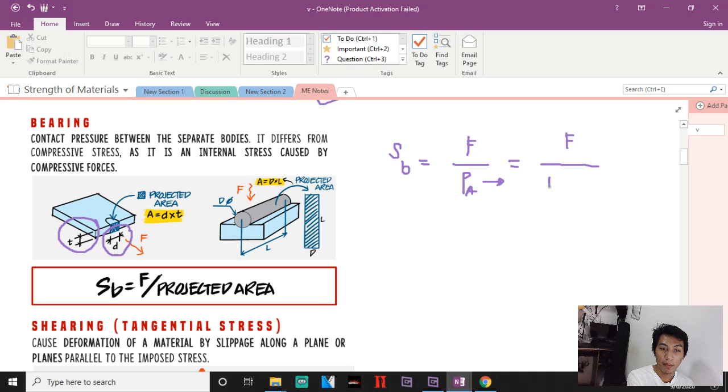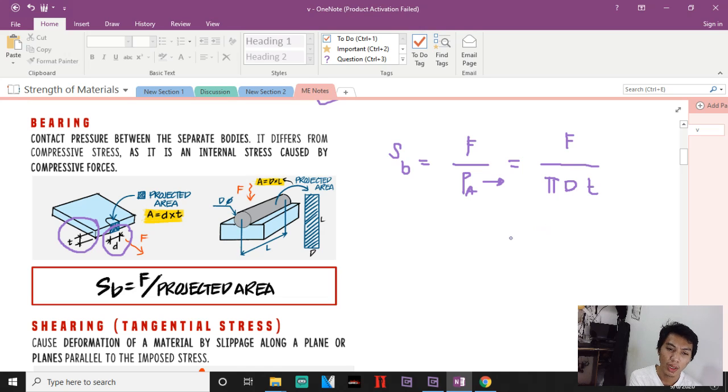yung circumferential distance ng iyong plate or ng iyong hole and then its thickness. Okay? So ano ba yung circumference? You go back to your geometry. Okay? The circumference is pi d. Okay? And t. Bakit po naging ganito, sir?